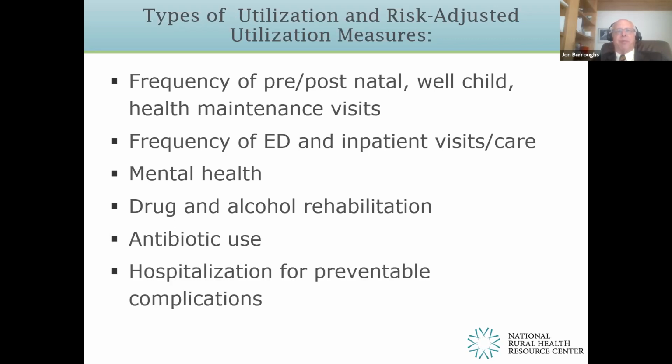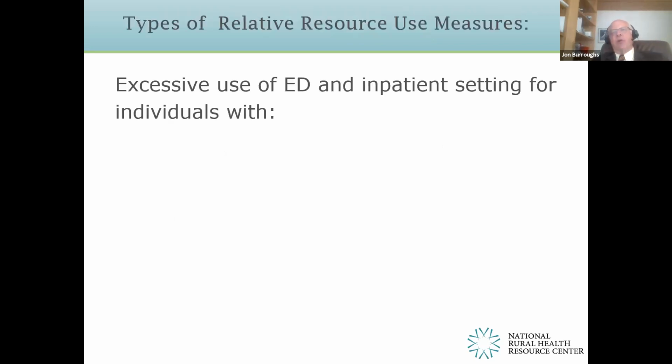Hospitalization for preventable complications. So what are types of relative resource use? Excessive use of the ED. Now, I worked in the emergency department for 30 years, and I can tell you that 50% of the people who showed up there shouldn't have been there. They should have been in a different setting. They should have been in an outpatient or virtual setting. And that's very important for you to try to manage as best you can. Particularly people with diabetes, cardiovascular disease, hypertension, COPD, asthma. Those are the big five.